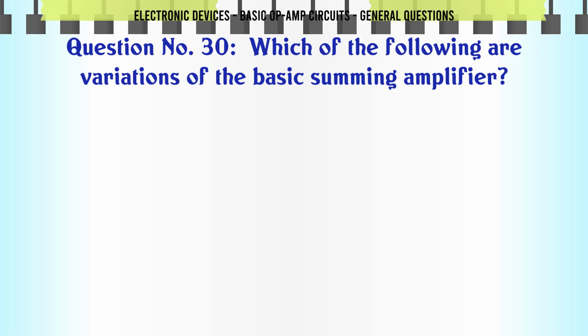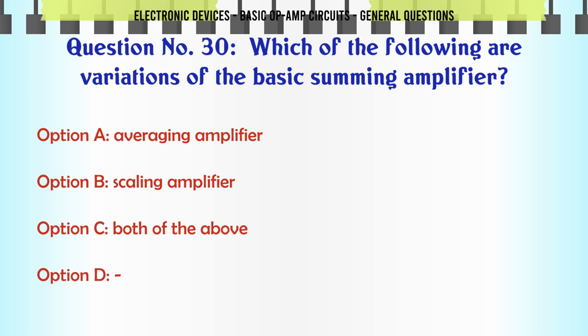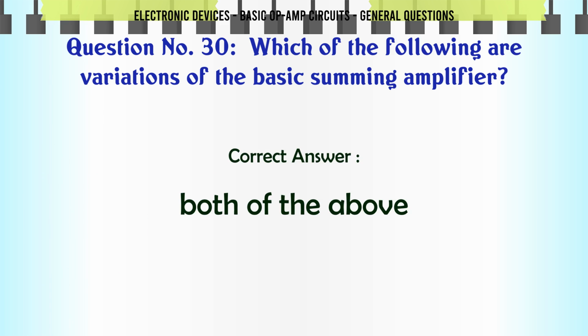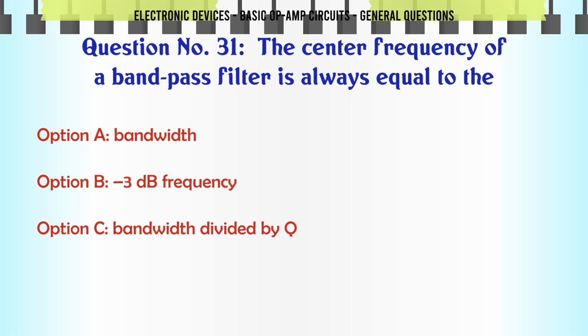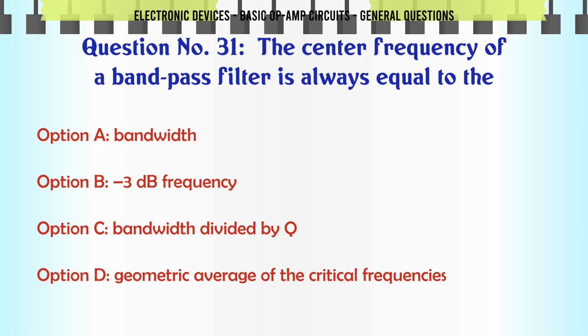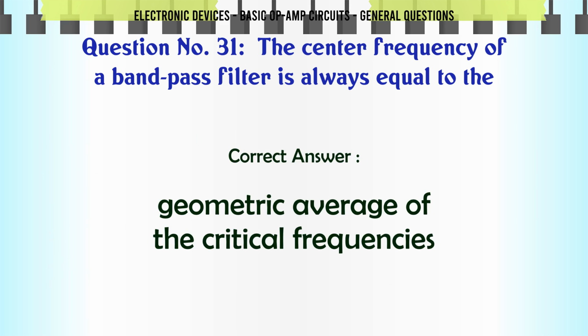Which of the following are variations of the basic summing amplifier? A. averaging amplifier, B. scaling amplifier, C. both of the above, D. The correct answer is both of the above. The center frequency of a band-pass filter is always equal to the A. bandwidth, B. 3 dB frequency, C. bandwidth divided by Q, D. geometric average of the critical frequencies. The correct answer is geometric average of the critical frequencies.